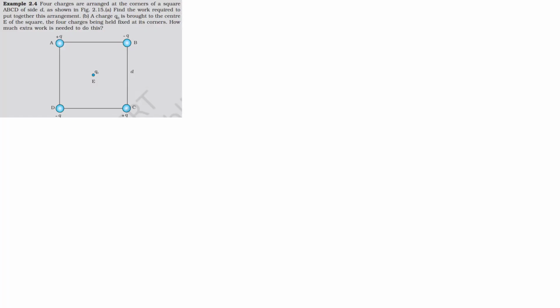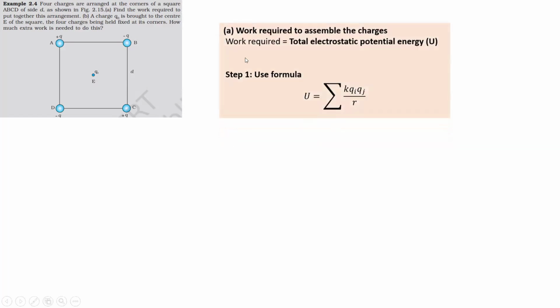Example 2.4. Four charges are arranged at the corners of the square ABCD. Find the work required to put together in this arrangement. Okay. First step, what is the formula for potential energy? That is work required to assemble the charge.